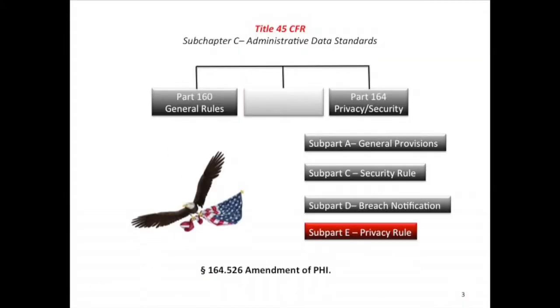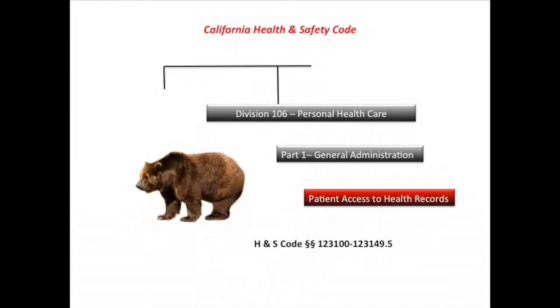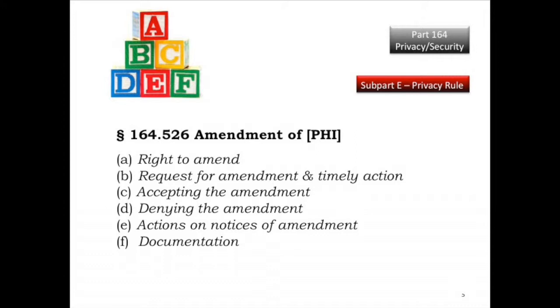Patients have the right to amend their PHI for as long as the provider maintains the records. The HIPAA rule for amending PHI is Section 164.526. California's Patient Access to Health Record Act is in the Health and Safety Code. HIPAA has 6 basic guidelines for amending PHI.